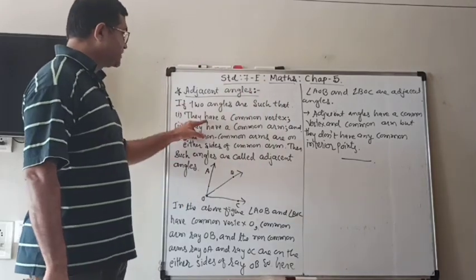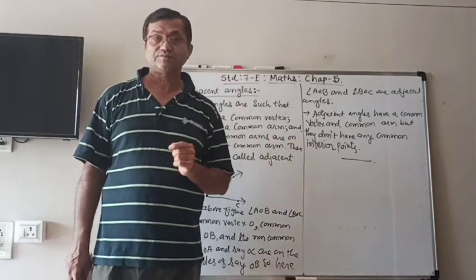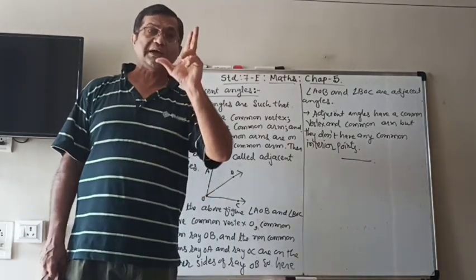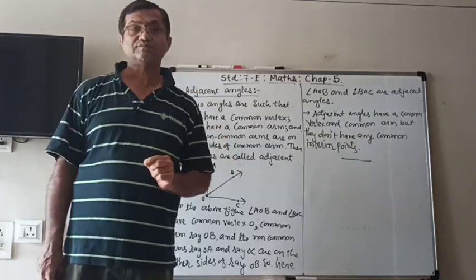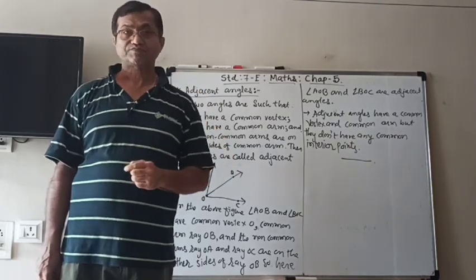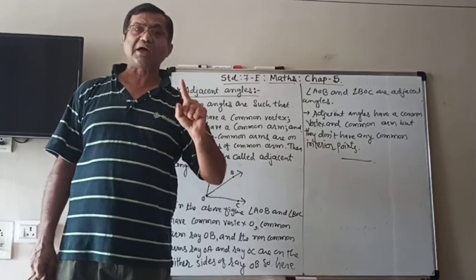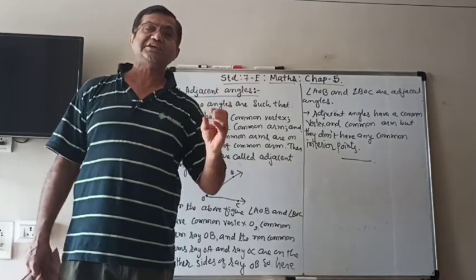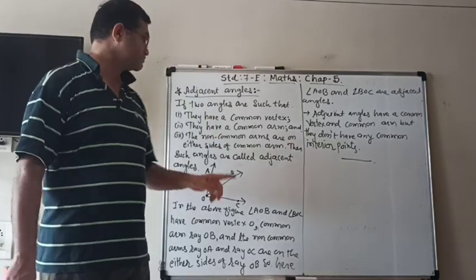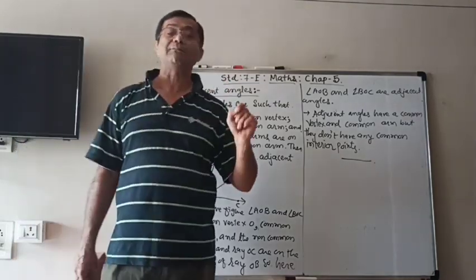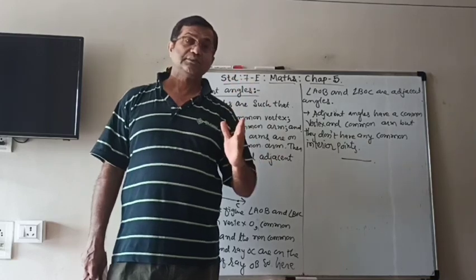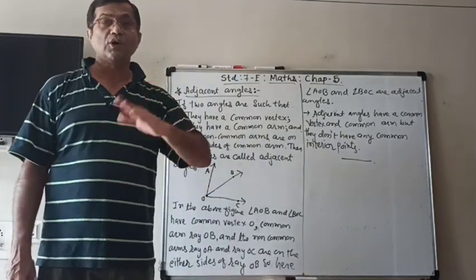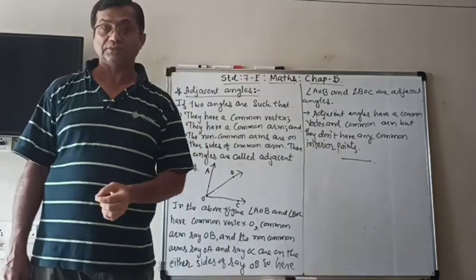First one, they have a common vertex. You know that when an angle is made, two rays start from the same common point, which is known as the vertex. So the two angles should have a common vertex, meaning both angles must start from the same common point. Second thing, they have a common arm. The rays by which the angles are formed are known as the arms of that angle. So both the angles must have a common arm also.